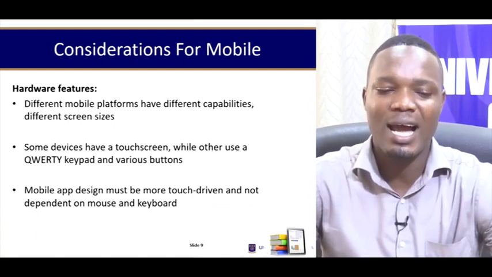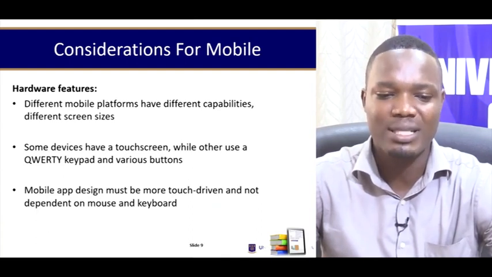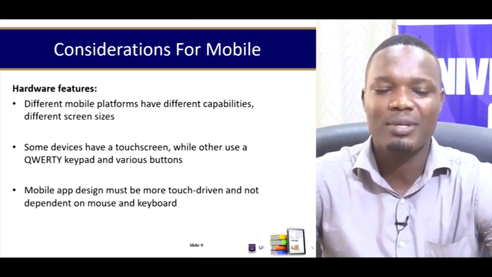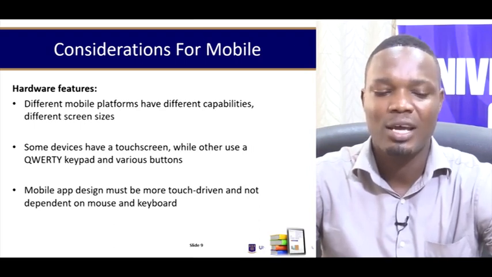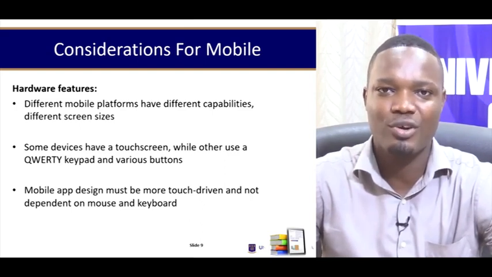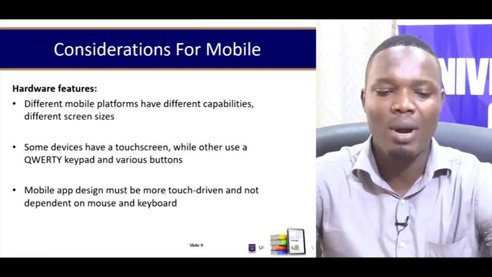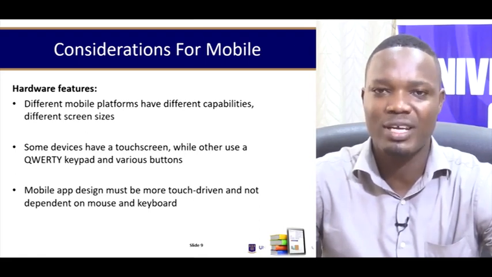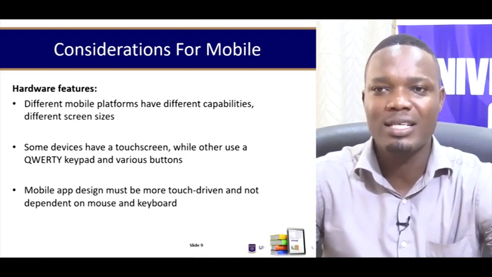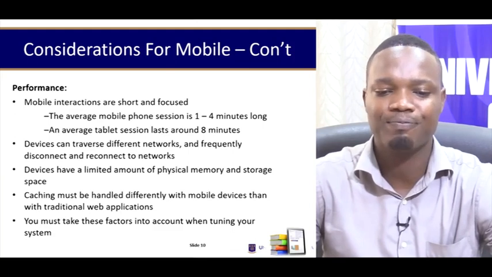Now, why would you consider going mobile? There are different hardwares that you would have to meet. Different mobile platforms have different capabilities and different screen sizes. When you are building a mobile application, you would want to consider these because some devices have a touch screen while others use a QWERTY keypad and various buttons. Nowadays, most of the phones that we use come with a touch screen. So your mobile app design must be more touch-driven and not dependent on a mouse and keyboard. These are some of the considerations you should be looking at.